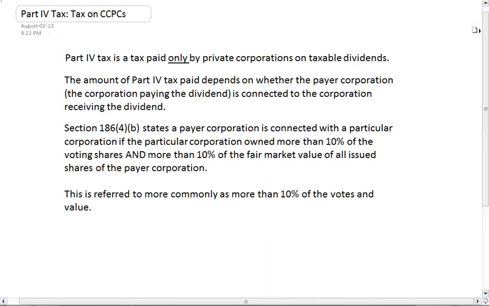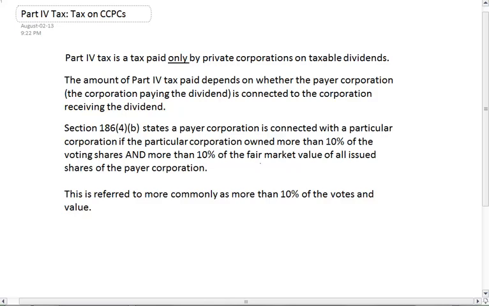How those dividends are taxed depends on whether the dividends were paid by a connected or a non-connected company. To paraphrase Section 186, subsection 4, paragraph B, a payer corporation is connected with a particular corporation if the particular corporation owned more than 10% of the voting share capital and more than 10% of the fair market value of all issued shares of the payer corporation. This is more commonly referred to as more than 10% of the votes and values.